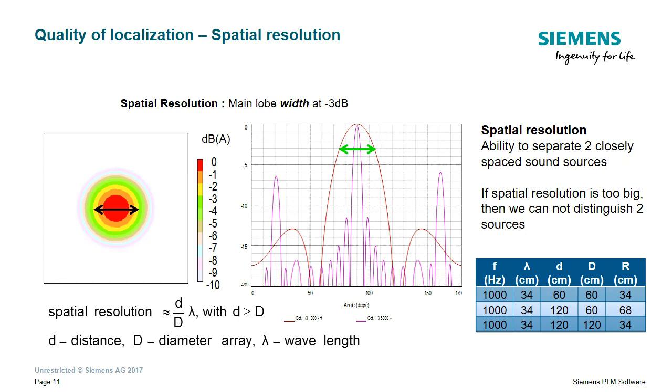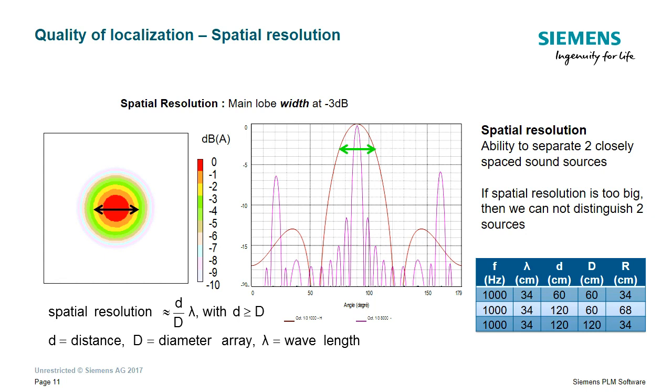This spatial resolution actually depends on the wavelength and is multiplied with a factor. I see a small d and a large d, but a small d is the distance to the source and the large d is the diameter of the array, and lambda is the wavelength. In this case, we define the far field at a distance away which is larger than the diameter of the array. So the small d is at least equal to or bigger than the diameter of the array.